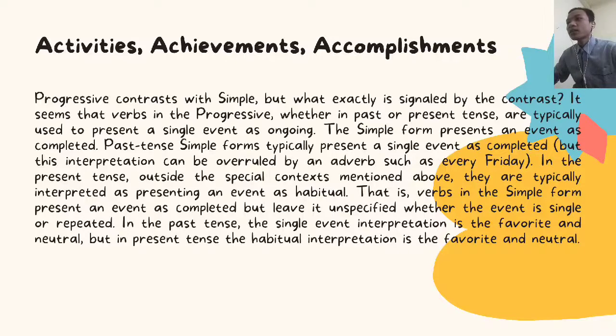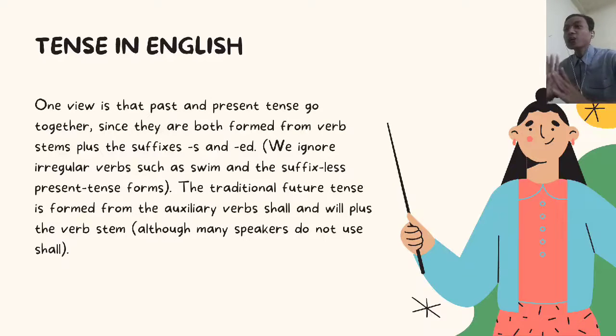A verb in the simple form presents an event as completed but leaves unspecified whether the event is single or repeated. In the past tense, the single event interpretation is the favorite and neutral. But in the present tense, the habitual interpretation is the favorite and neutral. Okay, the next part is tense in English.